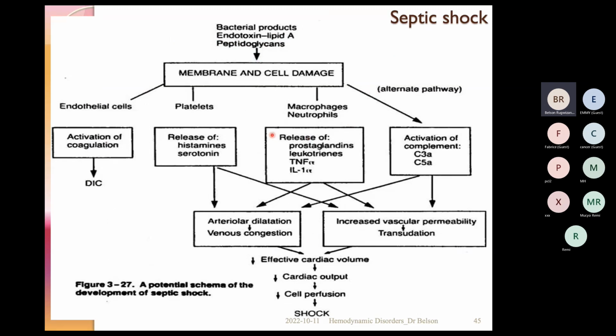So this diagram is explaining the possible pathomechanisms to have shock. So there are many things. There are endotoxin, lipid A, peptidoglycans from the membrane and the cell damage. This can be from endothelial. It will induce activation of endothelial cells, platelets, macrophages, neutrophils, and so on.